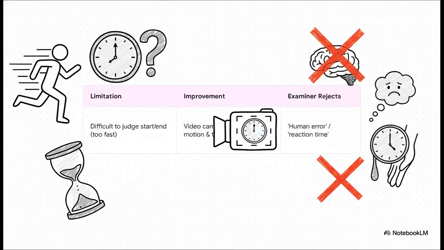First up, timing things that move fast. The limitation is not human error. That's a classic answer that gets 0 marks. The language you need is, it's difficult to judge the start and end of the movement because it's too fast. The improvement has to be a technical one. Say something like, use a video camera with a slow motion feature and a timer in the frame. That lets you do frame-by-frame analysis, which is a huge leap in precision.